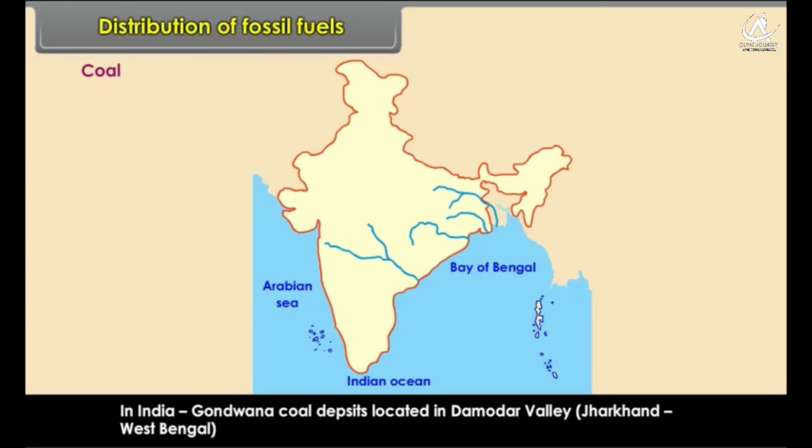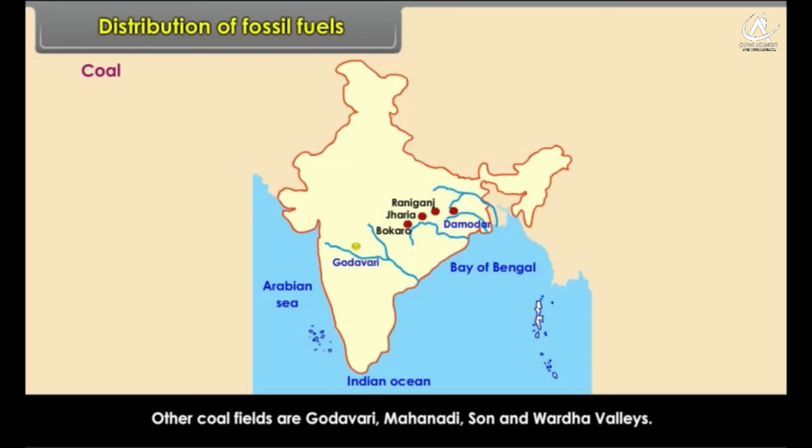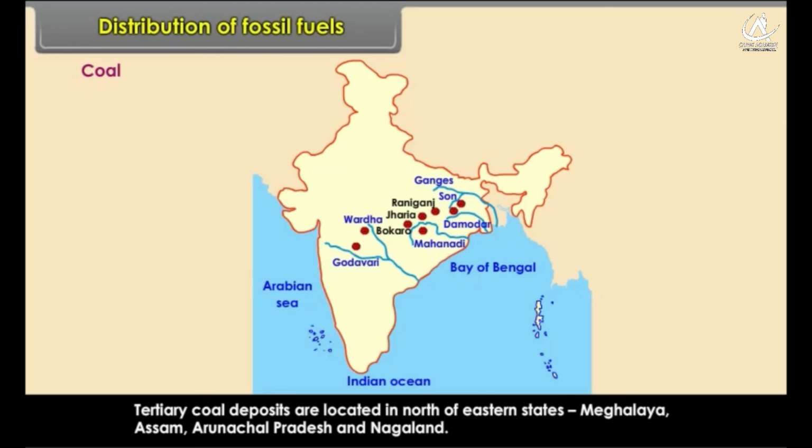In India, Gondwana coal deposits are located in Damodar Valley, Jharkhand and West Bengal. Important coal fields are Jharia, Raniganj, Bokaro. Other coal fields are Godavari, Mahanadi, Son and Wardha valleys. Tertiary coal deposits are located in northeastern states: Meghalaya, Assam, Arunachal Pradesh and Nagaland.